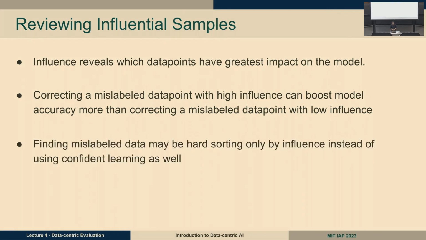But the issue with just using influence, of course, is that if we sort only by influence, we might not find the mislabeled data or the data with other issues, because sometimes you're just finding really good data when you sort by influence. So you can try sorting by influence as well as other strategies like confident learning to find the intersection of both high influence and data points with other kinds of issues as a way to improve models.